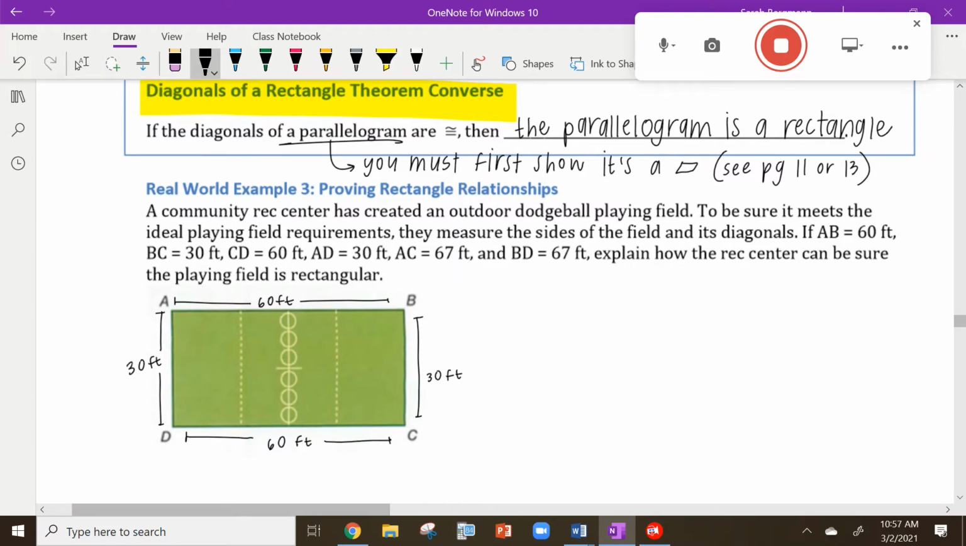It also tells us AC is 67 feet, and BD is also 67 feet. Explain how the rec center can be sure that the playing field is rectangular. So step one, we first have to show it's a parallelogram. How can we show that this is a parallelogram? We know ABCD is a parallelogram because both pairs of opposite sides are congruent.